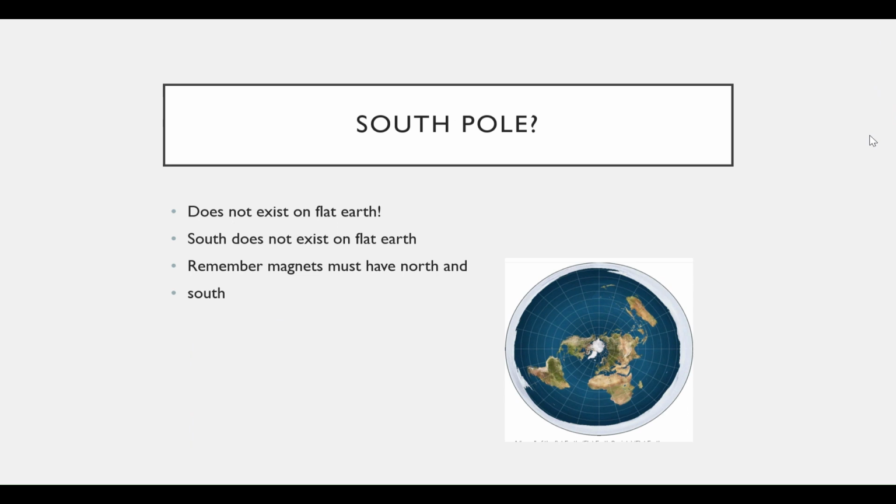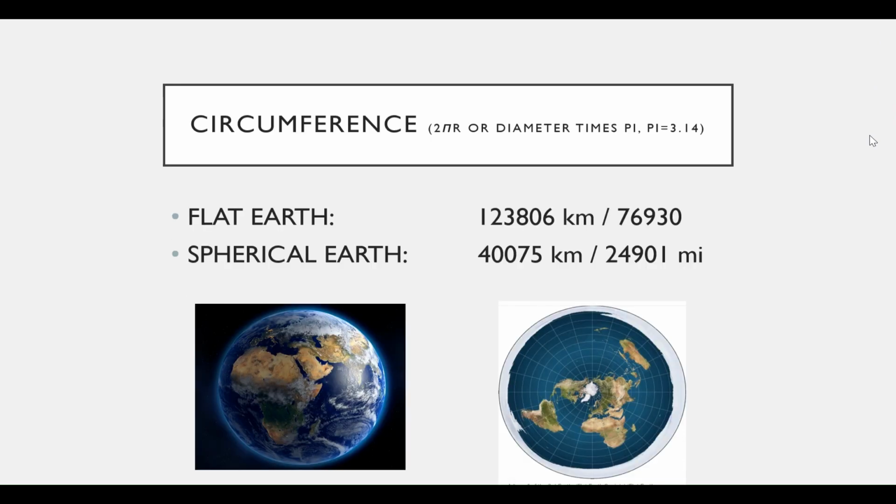The South Pole, some problems, does not exist on the flat Earth. Instead, it is a ring of ice around the circumference of the flat Earth. Therefore, South does not really exist on a flat Earth. Now, remember, magnets must have a north and south. So when we're talking about the Earth's magnetic force, that poses a bit of a problem for flat Earth.